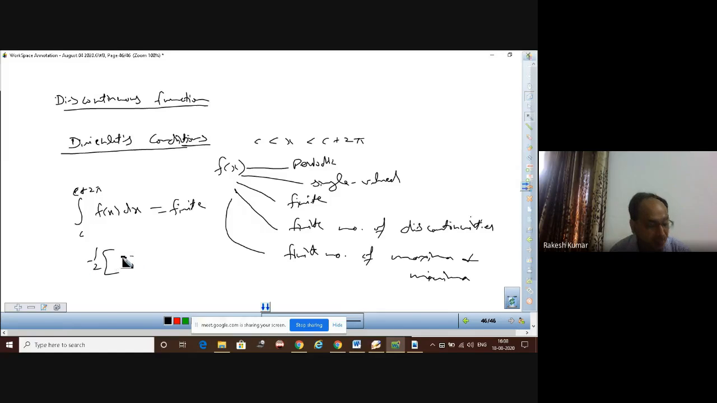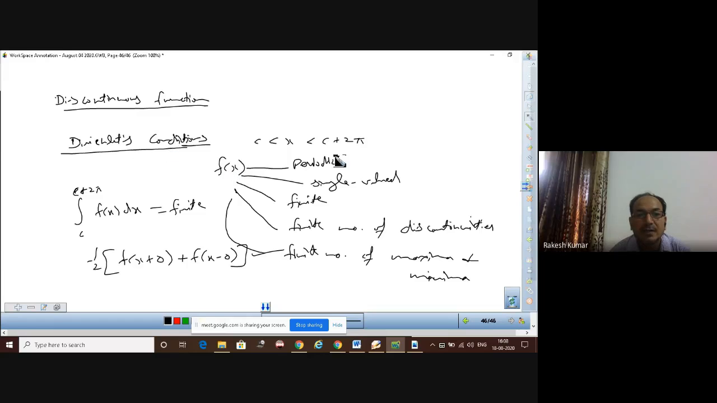The limits are f of x plus 0, which is the right limit, and f of x minus 0, which is the left limit. So the sum of the series will be equal to the mean of these.